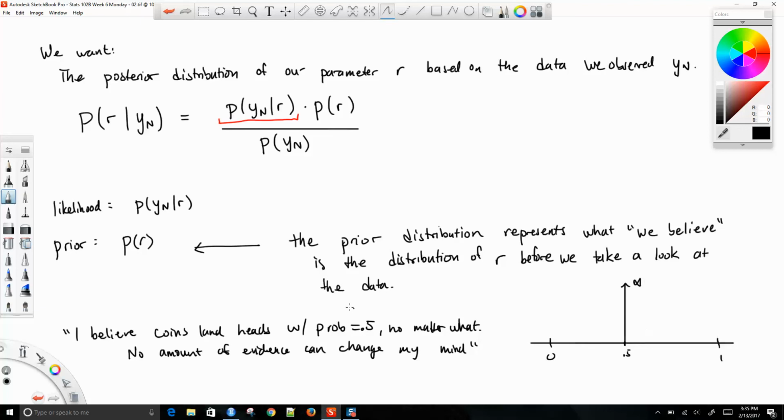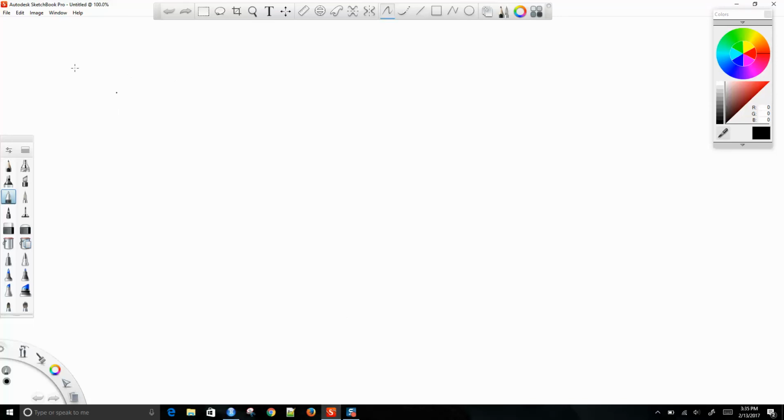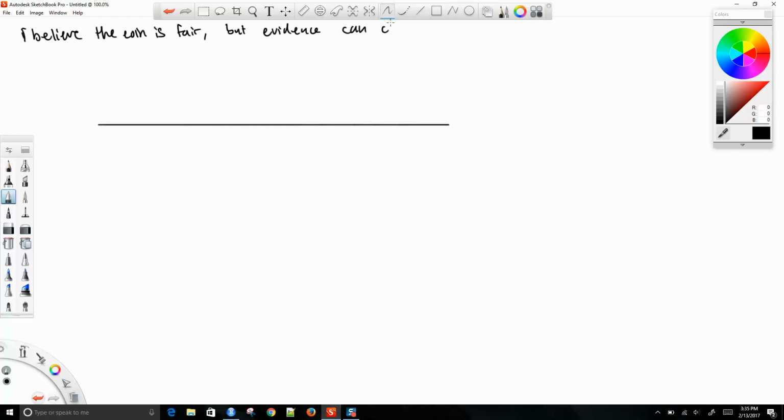Generally, a lot of people will say, I'll look at the evidence and that will shape what I believe. So when we're talking about the carnival game, maybe your prior belief is that the person running the game is honest, so he would be using a fair coin. I believe the coin is fair, but evidence can change my mind. So we would put 0.5 here, and our prior belief looks, though this looks terrible, probably something like this.